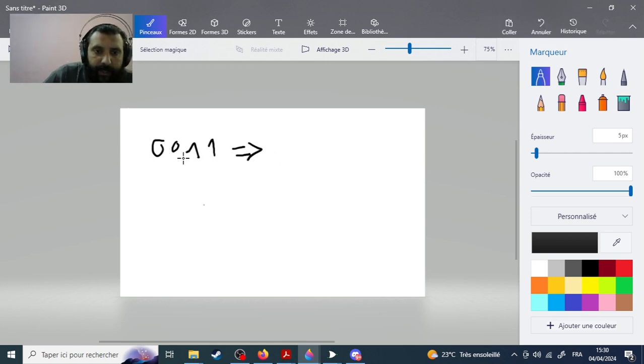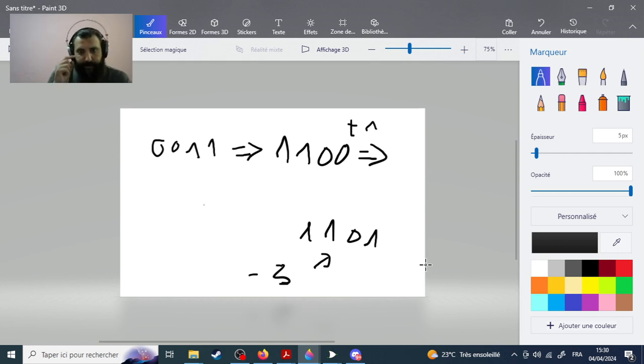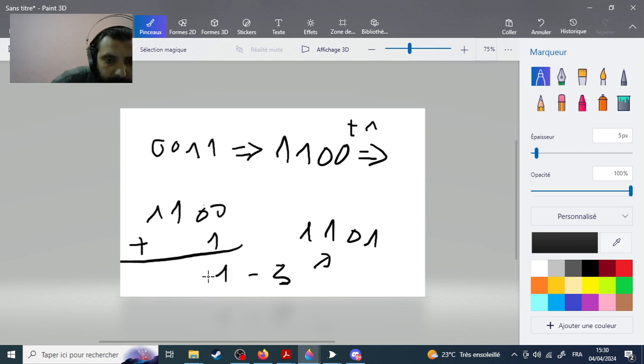I have to do the first step. The first step is the inversion. I will reverse all the bits and I will add 1. I will add 1 and I will get this value. This is minus 3. If you follow the process, you can see that minus 3 didn't generate a carry. If we did this operation, plus 1, here the carry is equal to? Zero, yes. The result is this, and the carry is zero.